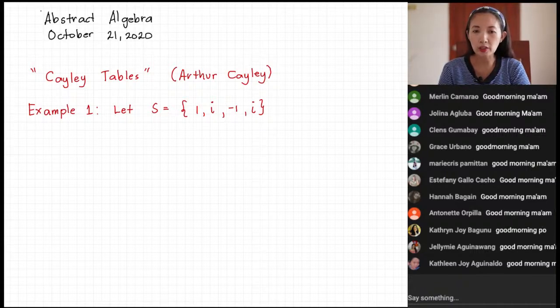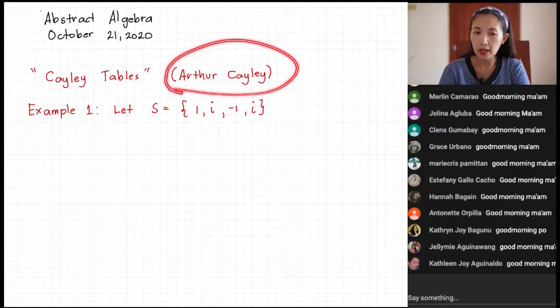But prior to discussing with you some of the common mistakes, let me first explain what a Cayley table is. Although I have mentioned this in the past, Cayley table, this is in honor of the mathematician Arthur Cayley. In your midterm examinations, I also have included some items involving the Cayley table.